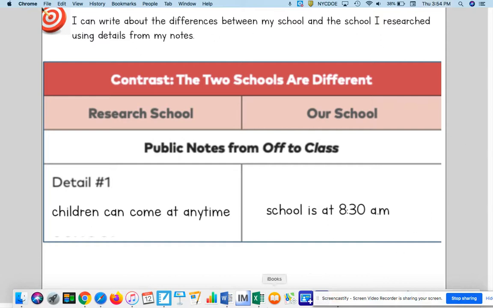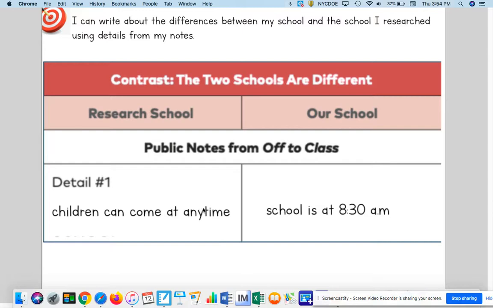So I took a picture of my note from the school from the story, The Doorstep School. My first note that I wrote, my first detail, was children can come at any time. And that's different from our school because school is at 8:30 a.m. We can't come to school any time we want. We have a start time at 8:30. But the children at the Doorstep School can come to school at any time.